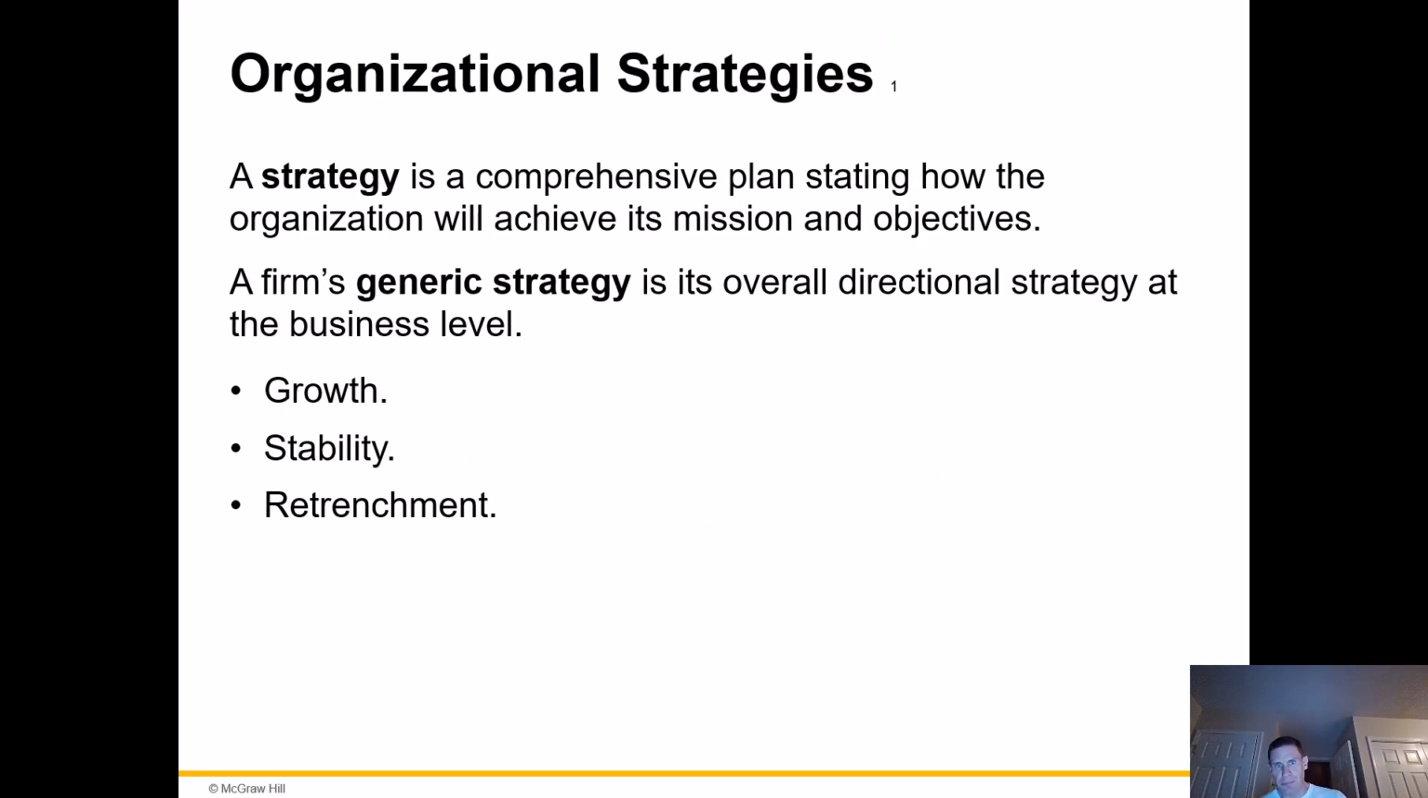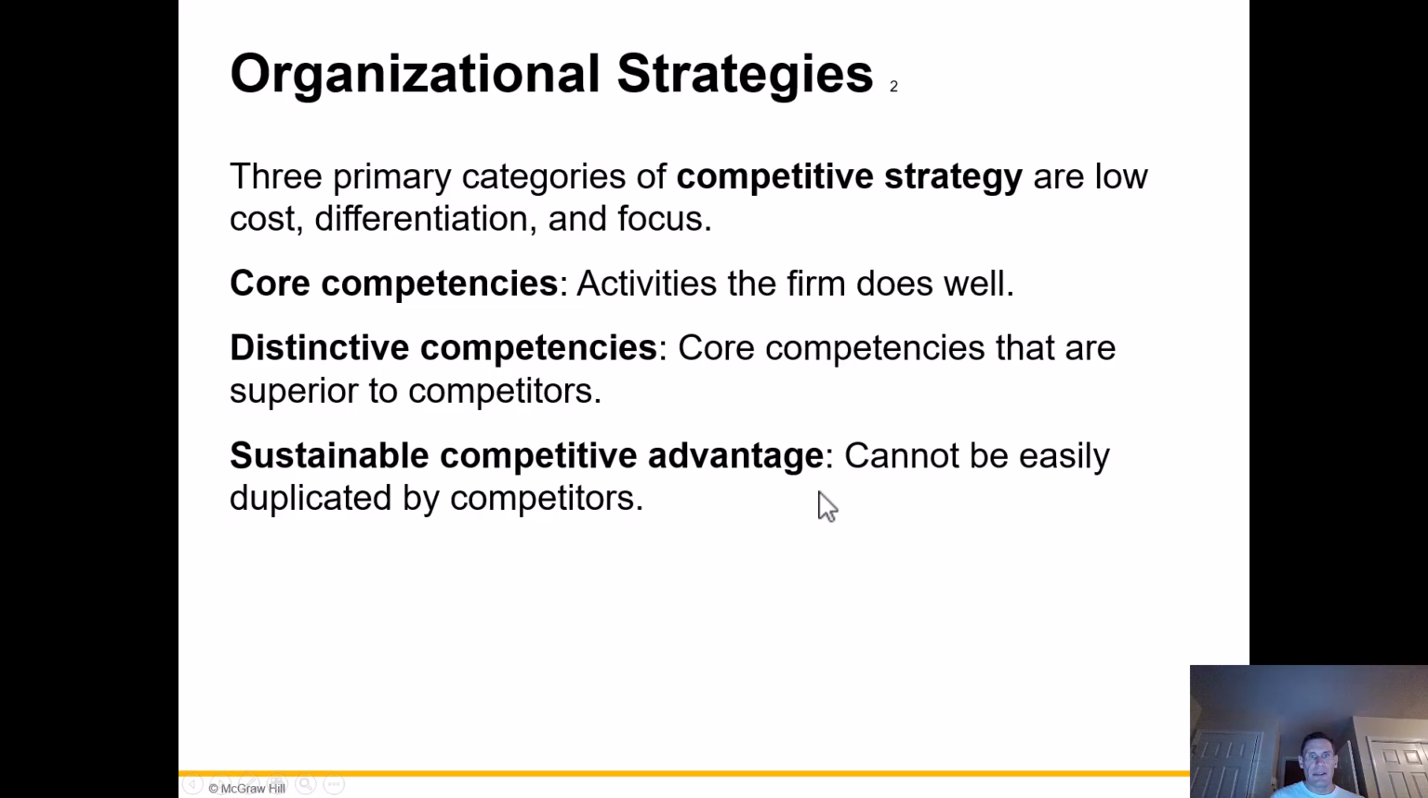Now, a strategy is a comprehensive plan stating how the organization will achieve its mission and objectives. A firm's generic strategy is its overall directional strategy at the business level. And there are, of course, different types. The main three are growth, stability, and retrenchment. So think about retrenchment like digging in. Now, three primary categories of competitive strategy are low cost, differentiation, and focus.